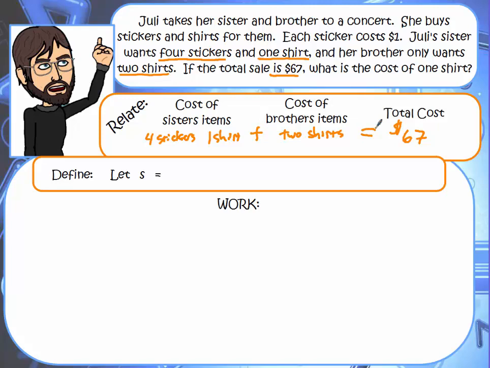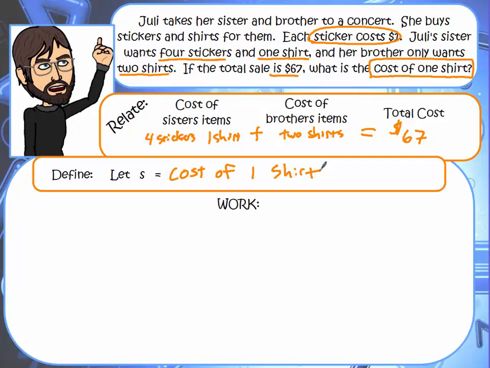So I'm starting to create an equation for myself. What is it I'm missing? Well, I know that the stickers cost $1. And if you always go to the end of these word problems, it almost always tells you what it is you're supposed to be looking for. I'm looking for the cost of a shirt. So that's what I don't know, is the cost of a shirt. So we're going to let S equal the cost of 1 shirt.